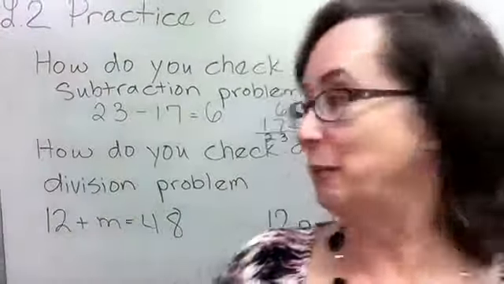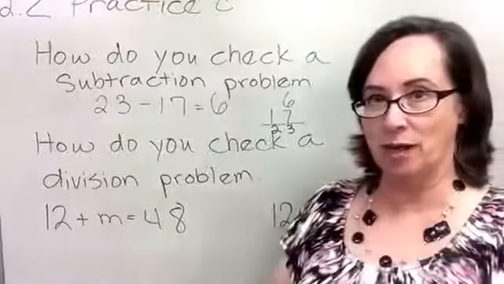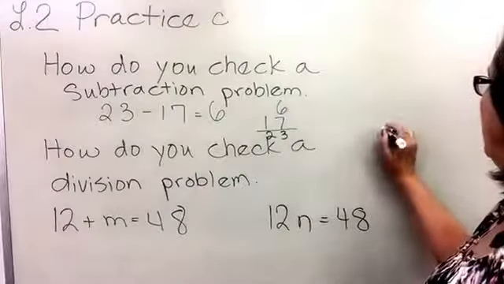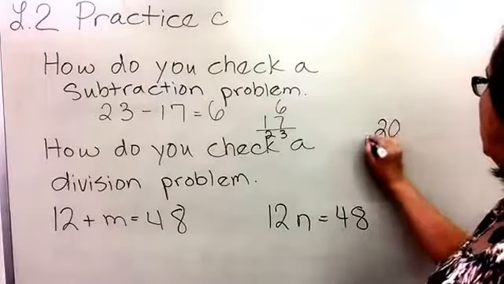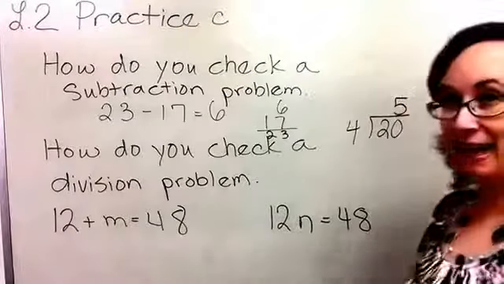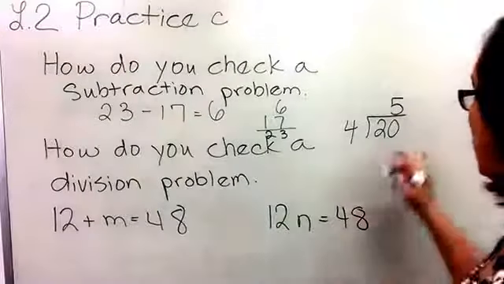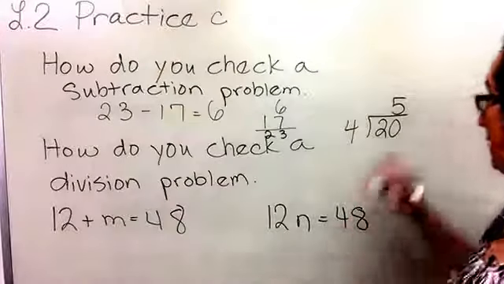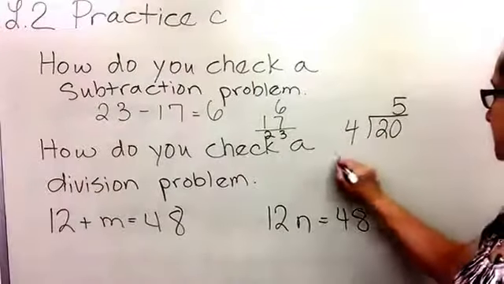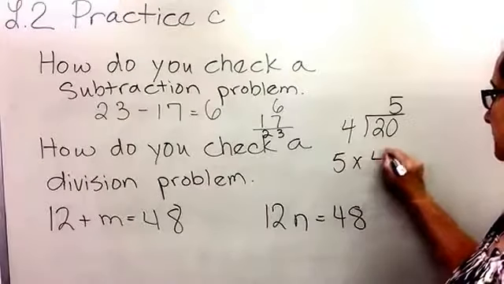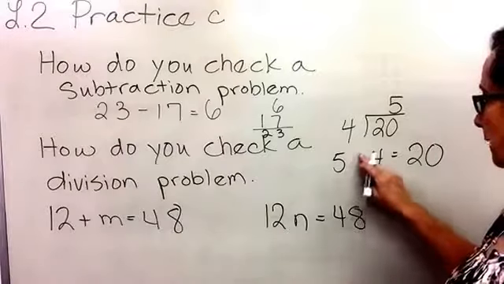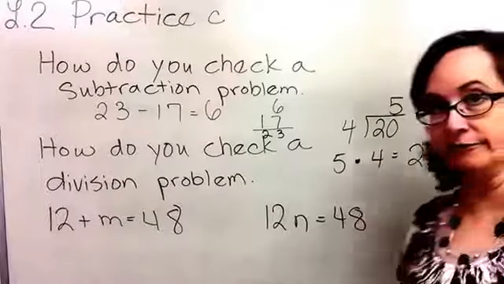Okay, so now how do we check a division problem? What were those special names? If we said that 20 divided by 4 is 5, okay, we know that to check a division problem, we have to multiply the 5 times the 4 to get the 20. Oops, what did I do? I used my little X instead of my cool little dot.